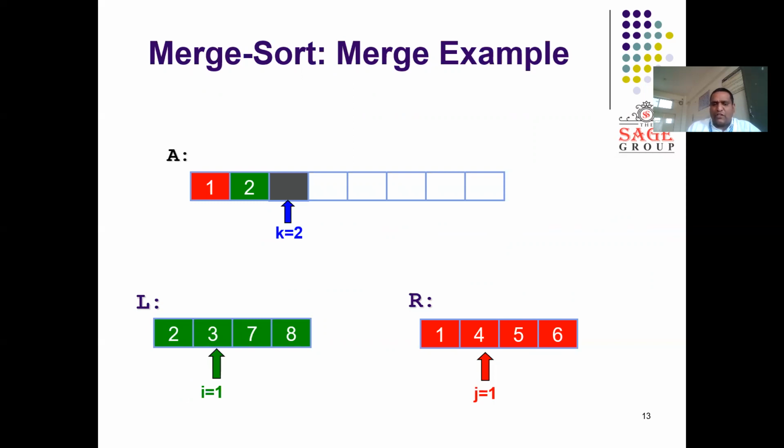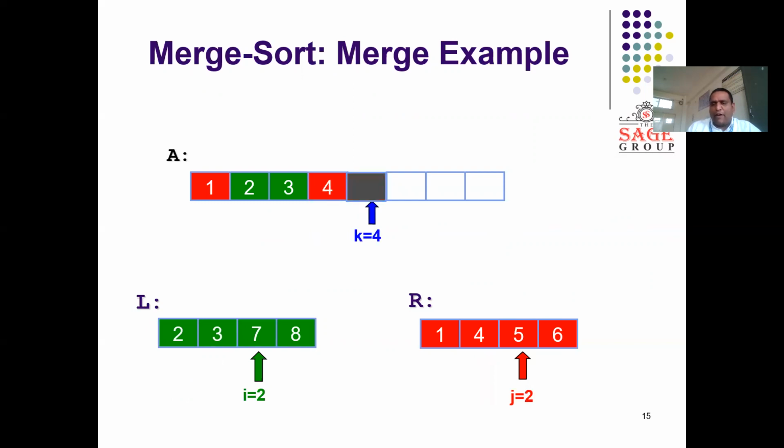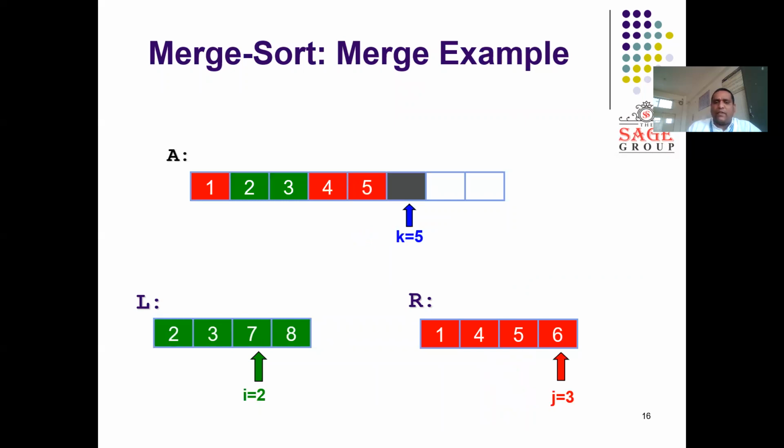Again, we will compare i and j. Then 3 will be there, and increase the value of i. Here the j value will be there. Then increase the value of j. Compare 5 to 7. Again the j value will increase. Then compare 6 to 7. Again the j value will be increased.